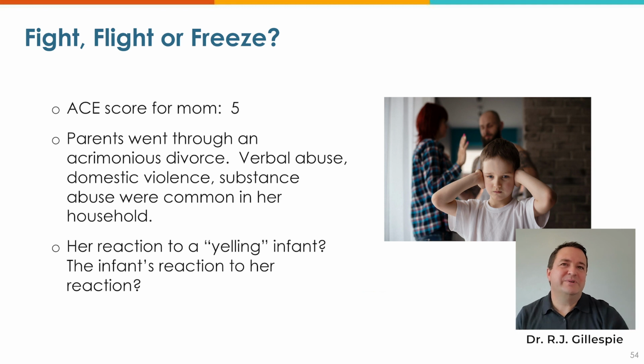But when you ask mom about her ACEs, she had an ACE score of 5. Her history was that her parents went through a bitter and fairly violent divorce. There was a lot of verbal abuse. Mom had witnessed domestic violence. There was substance abuse in the household. And so she came from a very loud household where there was a lot of yelling, both with her parents and at her. And so her reaction to a yelling infant was actually that she was being triggered by some of the experiences that she'd had as a child.